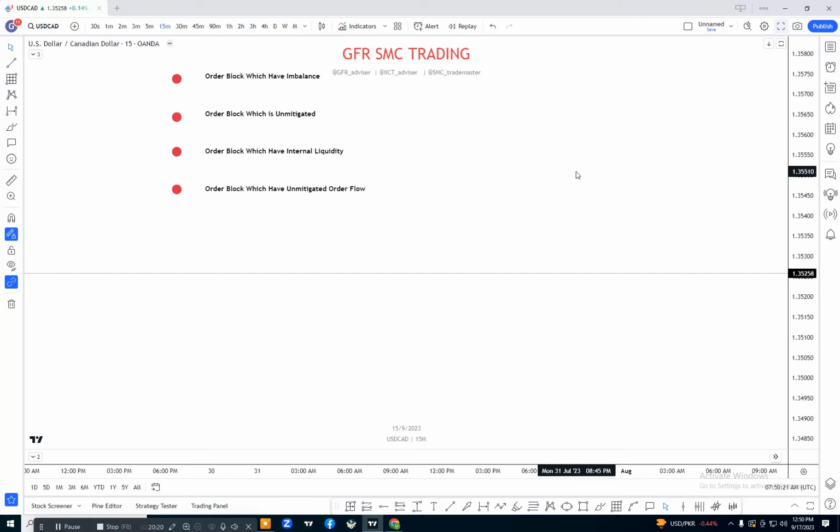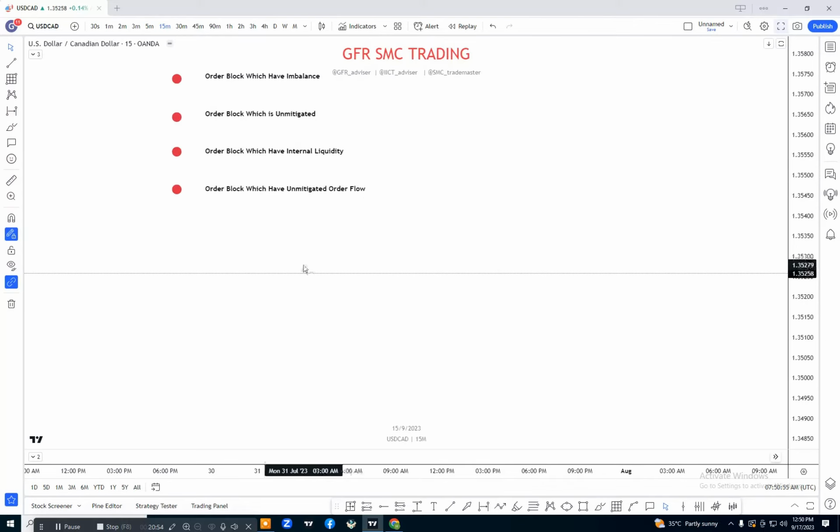Now the next thing is the order block which has unmitigated order flow. Now you guys don't have any idea about the order flow. I will make another video for order flow in future, so you guys will understand better. I will mark the order flow while we are analyzing these things on a real time frame chart. So wait for the next part, where we will cover order flow as well.